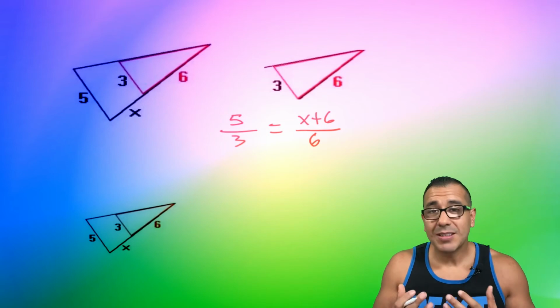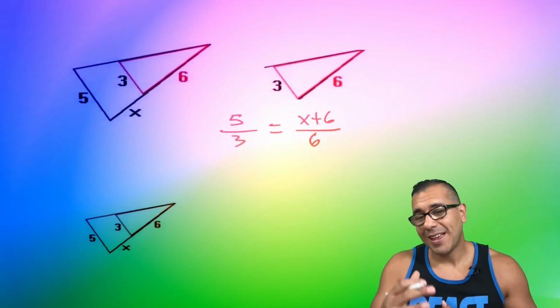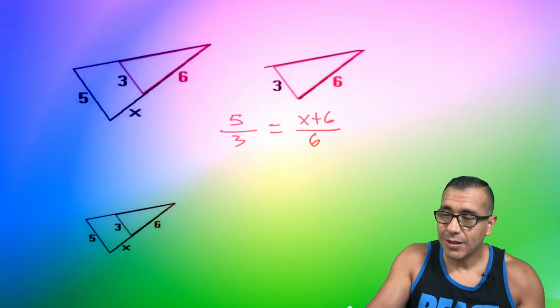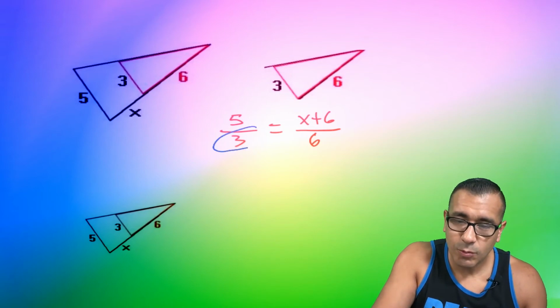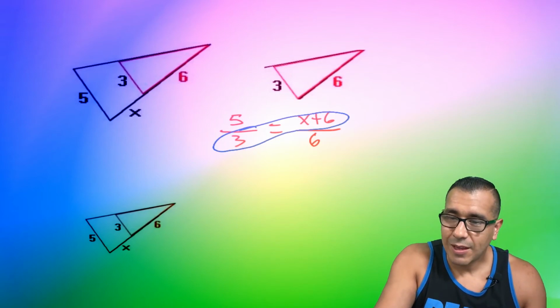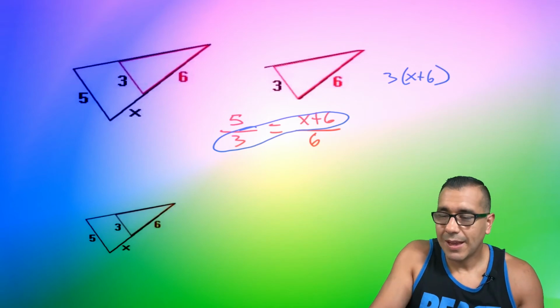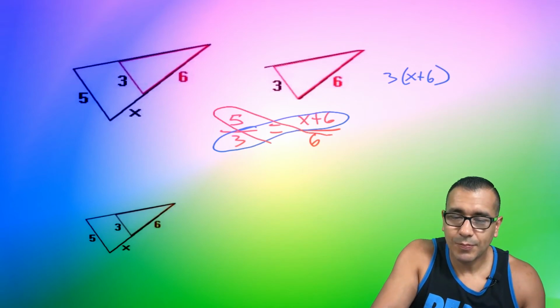And now we could simply just cross multiply and solve for x. All right, so let's go ahead and do that. So we're going to cross multiply these two, and you're going to get 3 times x plus 6, right? And then we'll cross multiply the other side and we'll get 30.